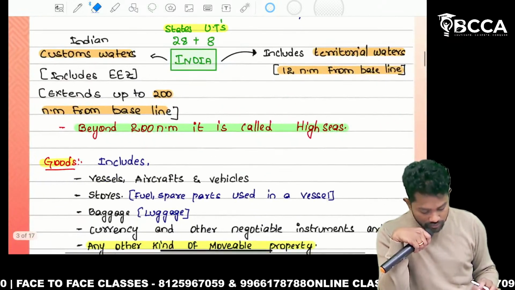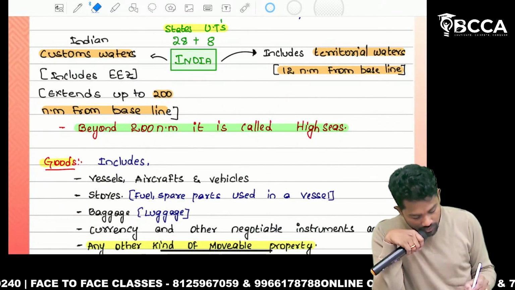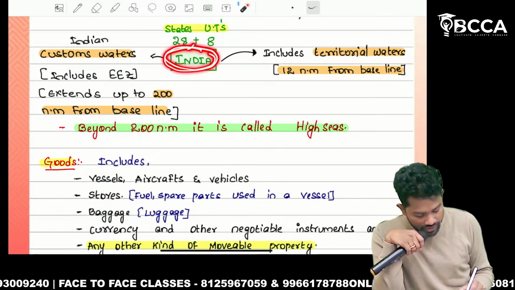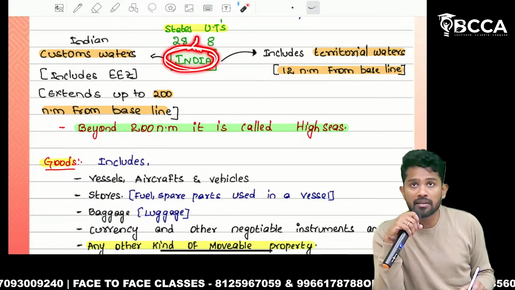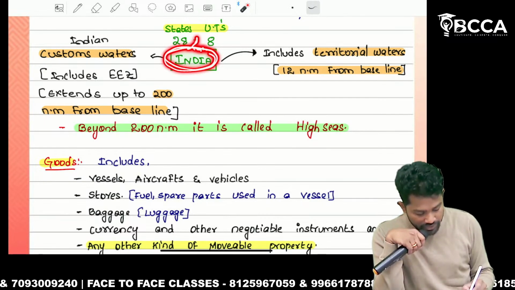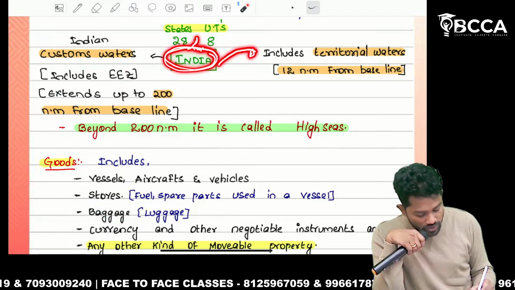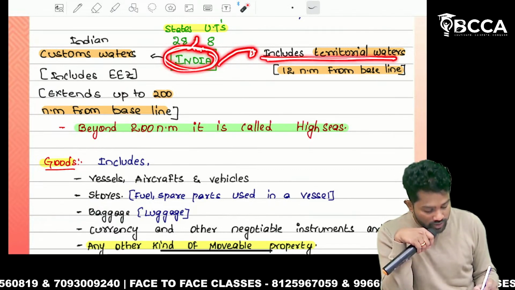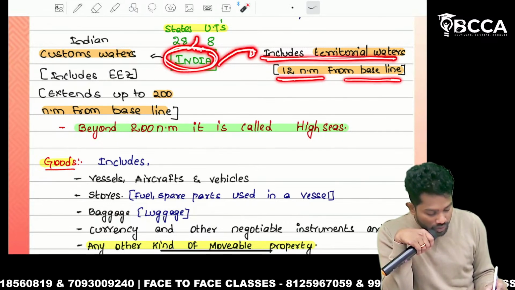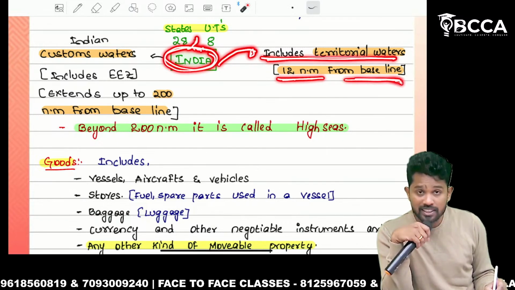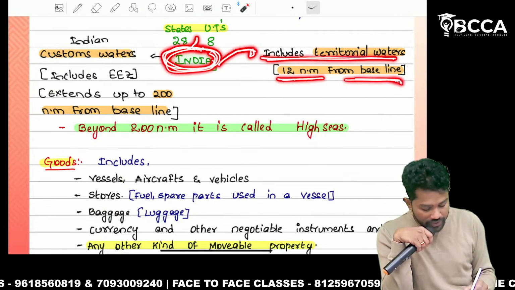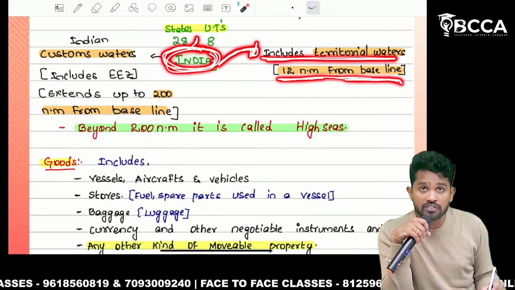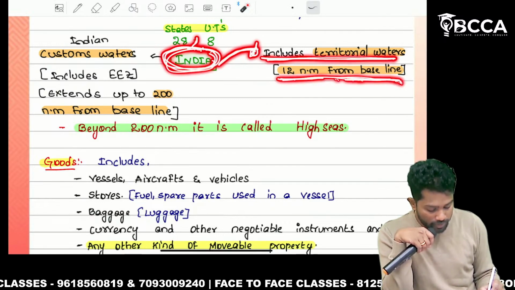Now, the definition of India. India means 28 states and 8 union territories. India includes its territorial waters also, which extend up to 12 nautical miles from the baseline.